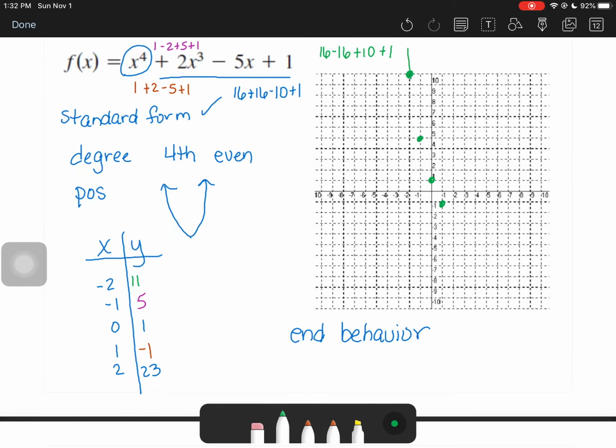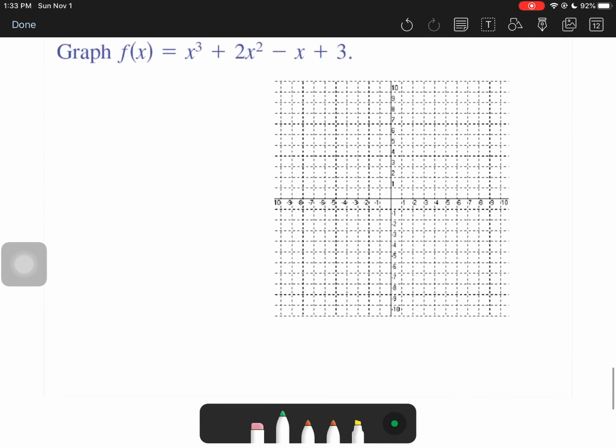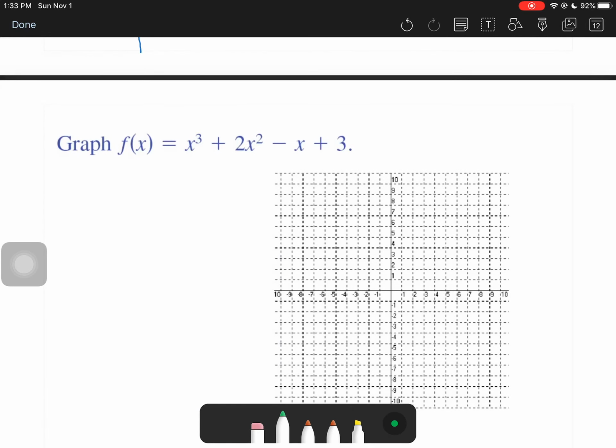So as we graph, we know it's going to have the shape of somewhat of a parabola, but there are some bends and curves because it is to the 4th power. So end behavior, we know that as x increases, the y increases. And we know as x decreases or goes to the left, we know that the y is increasing. All right, please complete the last problem as a practice problem, and then we will go through them.